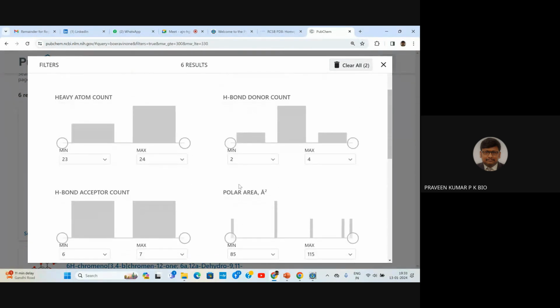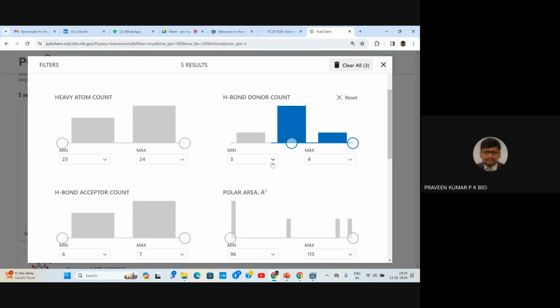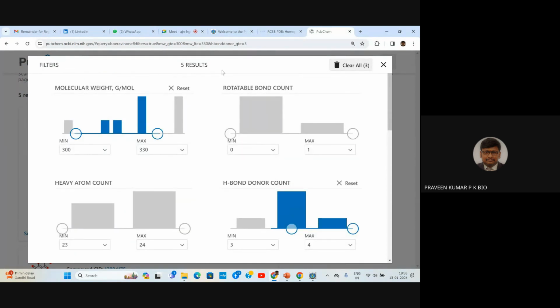And if you want to reduce further, and if you have one more filter, for example, you want to take only hydrogen bond donor count as 3 and 4. Now I got 5 results. So from 12 results, after filtering with 2 different drug likeness parameters, I got 5 out of 12 compounds selected.